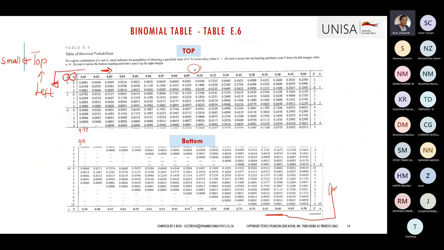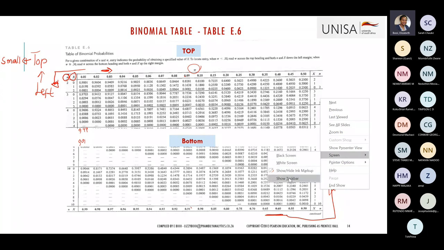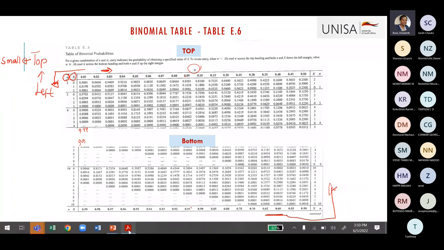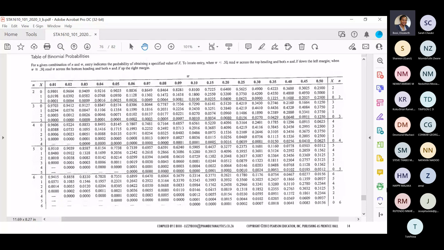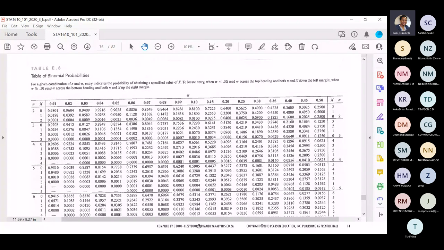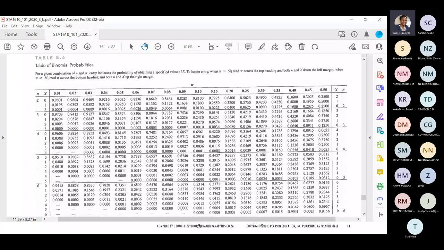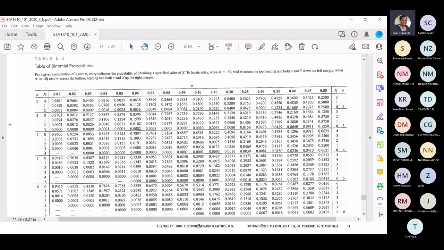Remember our exercise that we used, where we used N of 5. We're going to go to the table just now. I just want to go to the actual table and answer the same question. Remember, this is the table that I'm referring to, and it's always going to be called table E6. Remember our question that we were answering, our example: N was equal to 5, X was equal to 1, and the probability of success was equal to 0.1, right?